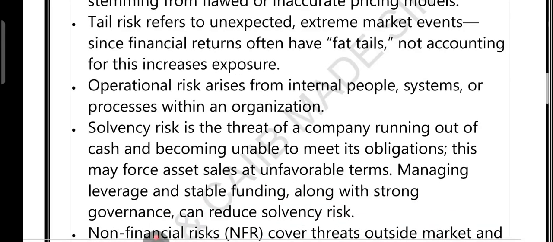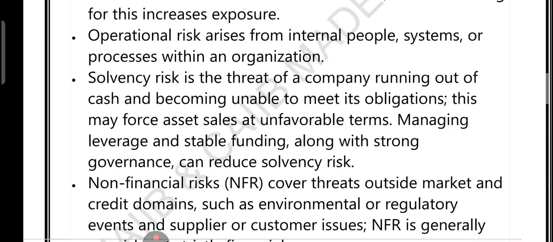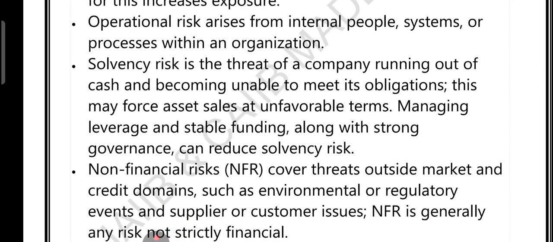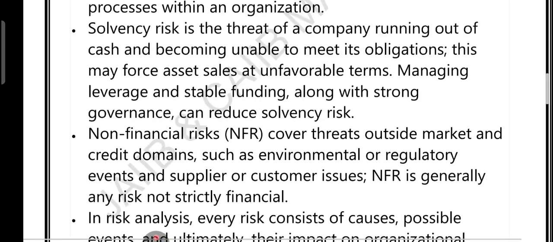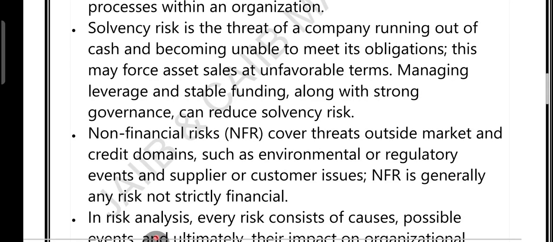Then we have the tail risk. So tail risk, you can think of as a rare extreme event like the 2008 crash. These don't happen often, but when they do, the impact is massive. Then we have the operational risk. It's all about things going wrong inside the company: bad systems, errors by staff, poor processes. It's all included in operational risk. Solvency risk means your company might run out of cash and be forced to sell assets at a bad price.